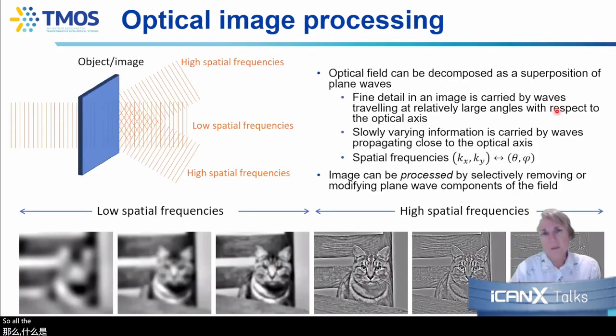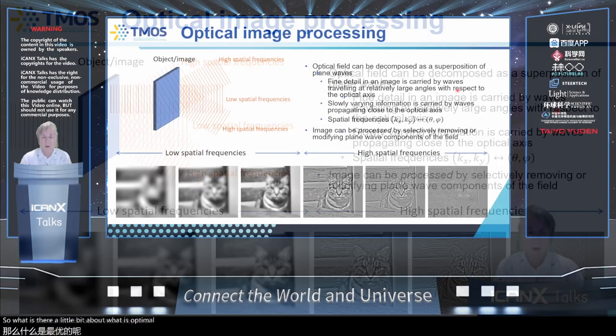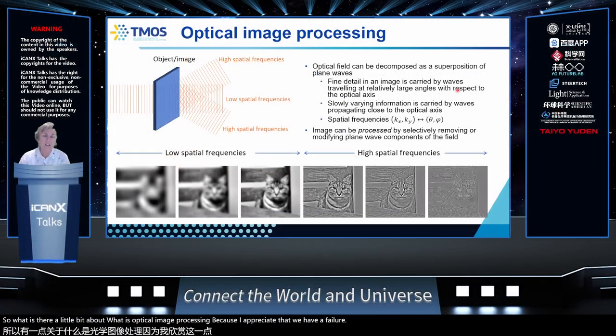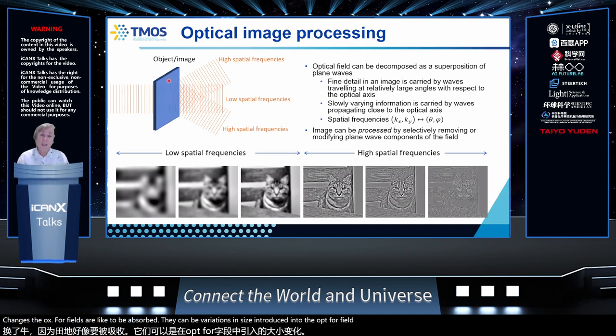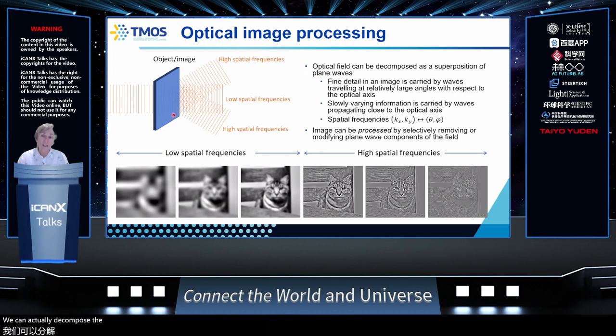So I want to say a little bit about what is optical image processing, because I appreciate that we have a fairly diverse audience watching this. If you think about light interacting with some object, so imagine you've got a plane wave incident on some sort of object that changes the optical field, so light can be absorbed, there can be variations in phase introduced into the optical field. We can actually decompose the light that's transmitted into a superposition of plane waves that are travelling with different directions with respect to the optical axis of the system.